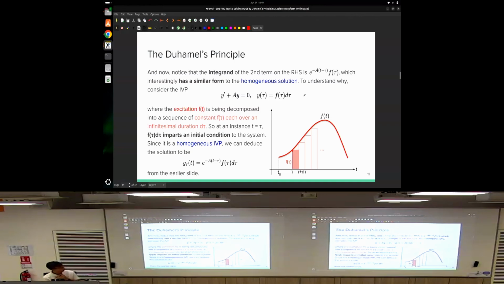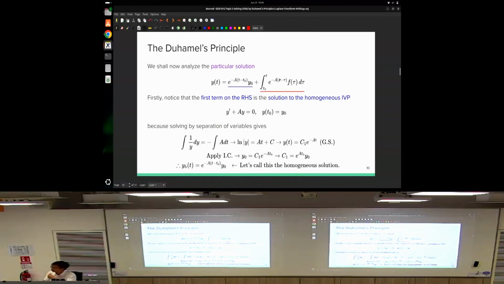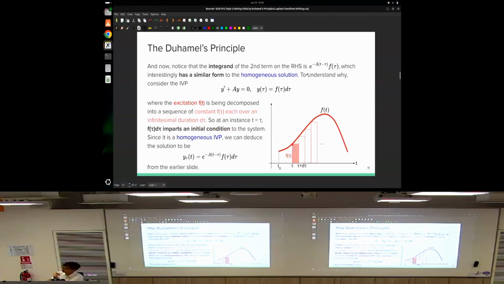very interesting way of thinking. Now you see the integrand of the second term. What's the integrand? The integrand is e to the minus a times t minus tau times f of tau. Now if you compare this integrand with this, you notice that they have the same form. That means this exponential e to the minus a times t minus t naught times y naught is of the same form as e to the minus a times t minus tau times f of tau. Notice that they look very similar, just that the t naught changed to tau, y naught changed to f of tau.